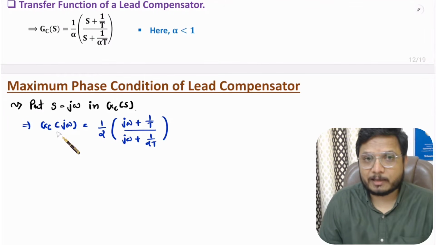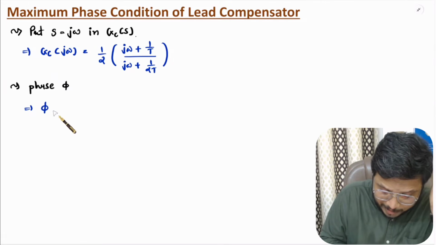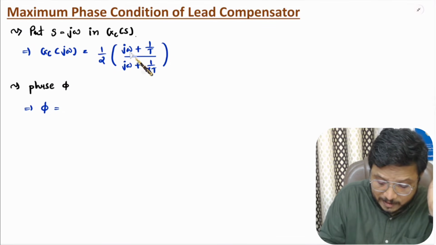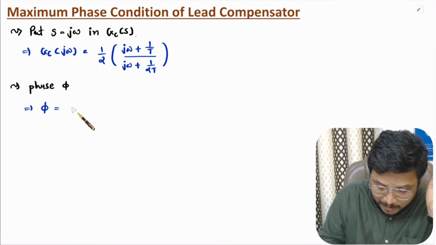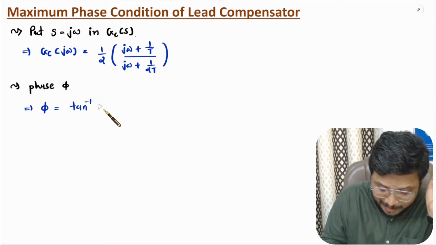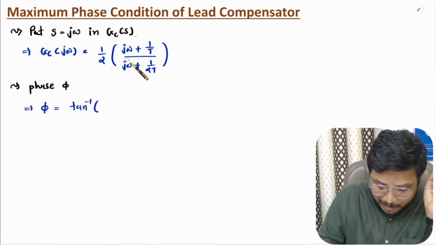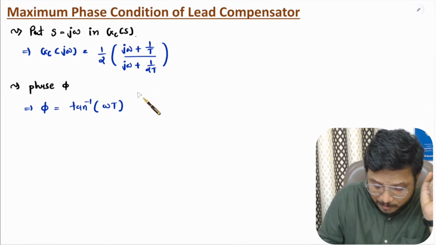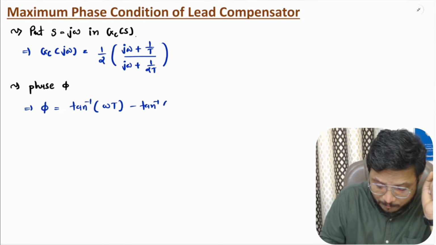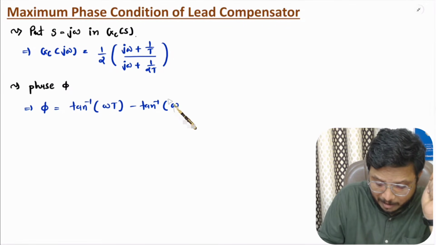With this transfer function, I will identify phase and magnitude. So phase will be phi, and always remember phase is positive for zeros and phase is negative for poles. Here for zero, phase is positive, that is tan inverse of imaginary component divided by real component. Imaginary component is omega divided by real component is 1 by T, so this T will come in numerator. And phase of pole is negative, so that will be minus tan inverse of imaginary component divided by real component, so that will be omega divided by 1 by alpha T.